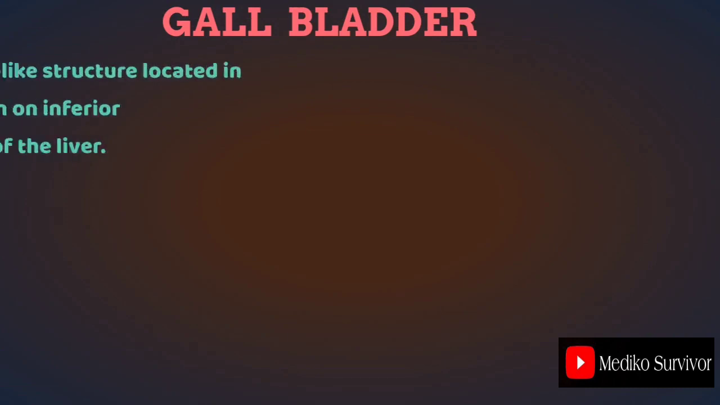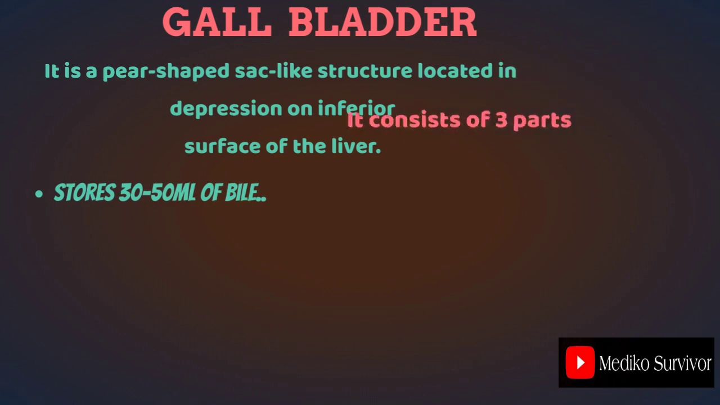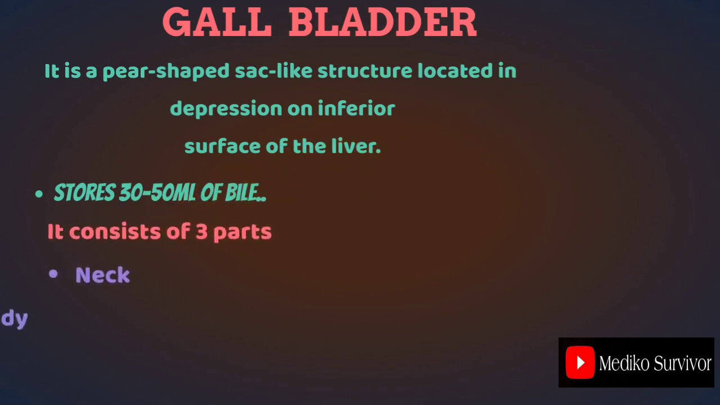The gallbladder is a pear-shaped sac-like structure located in a depression on the inferior surface of the liver. It stores approximately 30 to 50 milliliters of bile, consisting of 3 parts: neck, body, fundus.